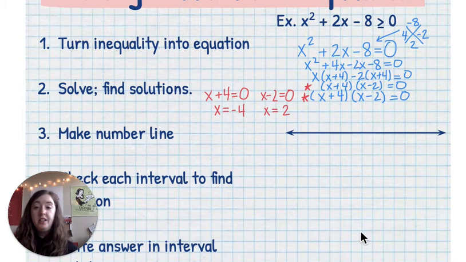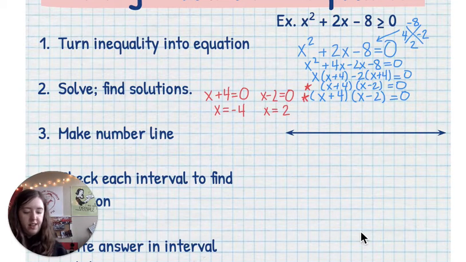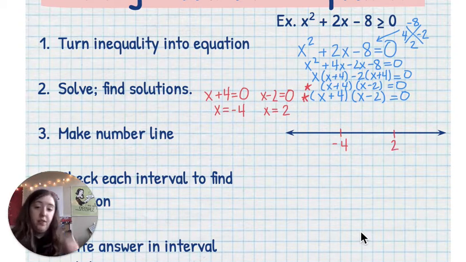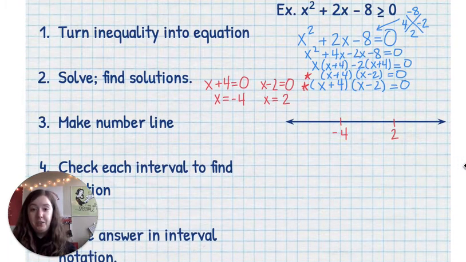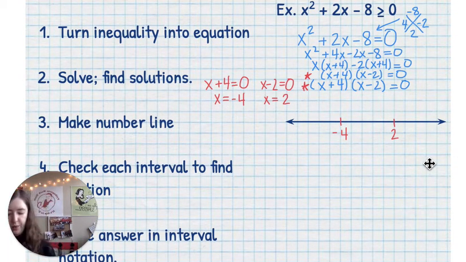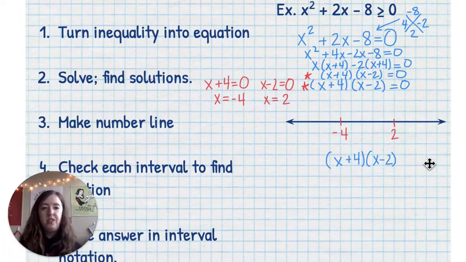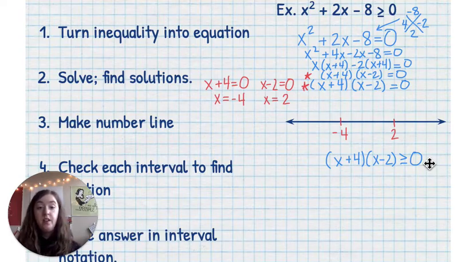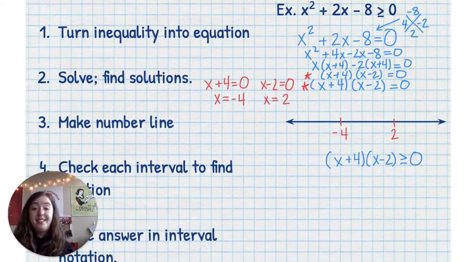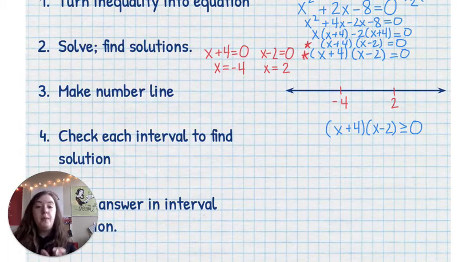So the next thing we're going to do is make a number line. And on that number line, we're going to put the two values we got for our solutions, negative 4 and positive 2. And then we're going to check each interval. So here's what we know already. We have the inequality. Sometimes it's easier to plug in when it's already factored. So we have x plus 4, x minus 2. That's what my x squared plus 2x minus 8 factored down into. And we know that needs to be greater than or equal to 0. So now we're going to test each interval to see which of these make my inequality true.